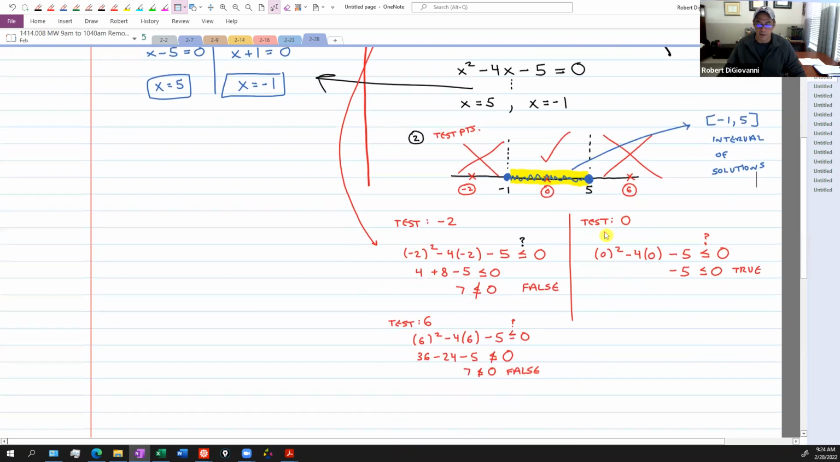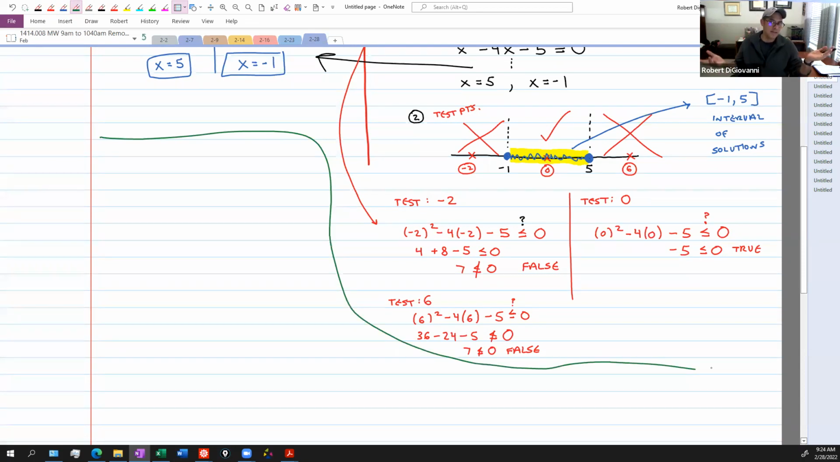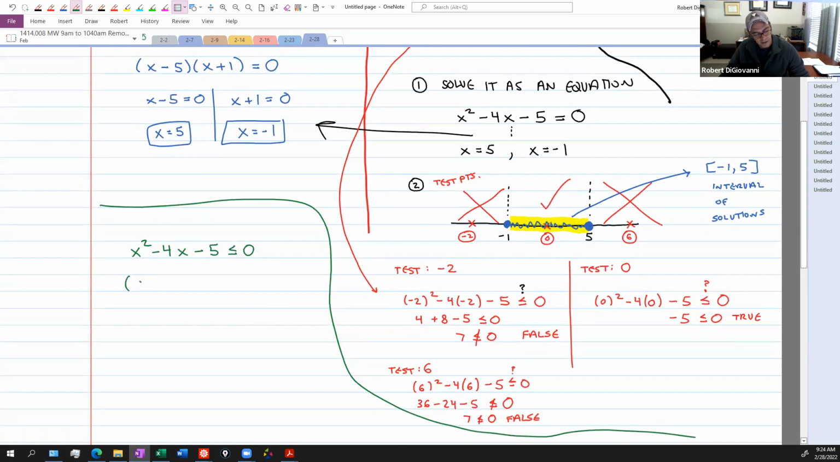I'm going to show you, I hate to show people the wrong way of doing things, but I'm just going to show you that if you do it the kind of easy way that you think it is, you'll get the wrong answer. So watch, if you had just left this here, factored this out, and then said, oh, I'm going to take x minus 5 and make that less than or equal to 0, and then I'm going to take x plus 1 and make that less than or equal to 0. That's what a lot of students do.